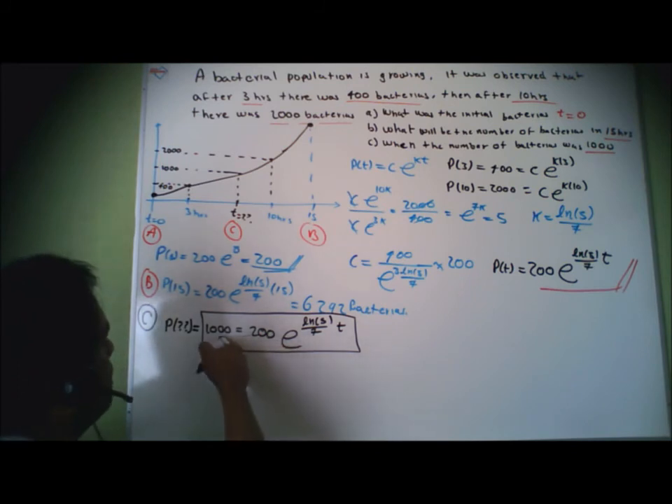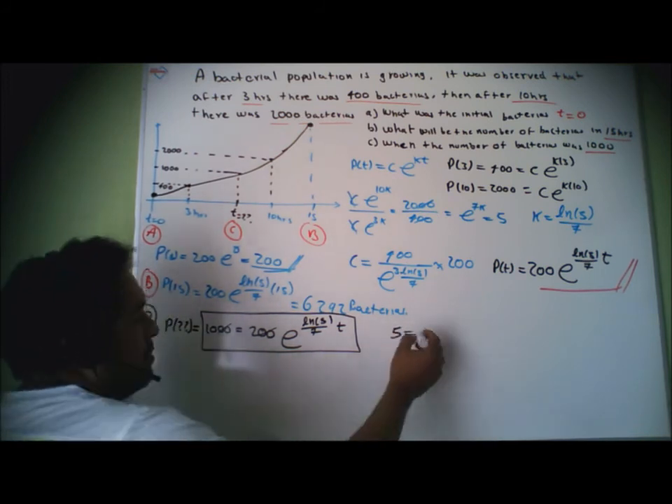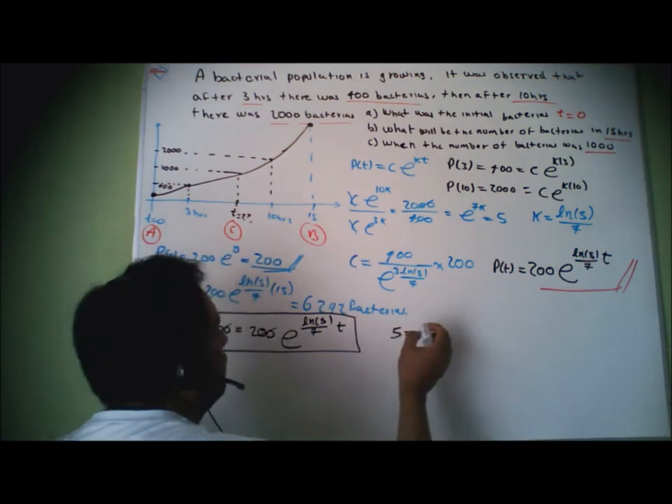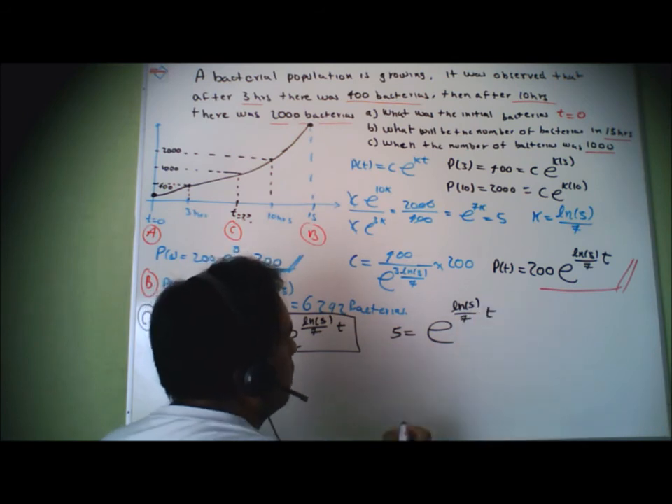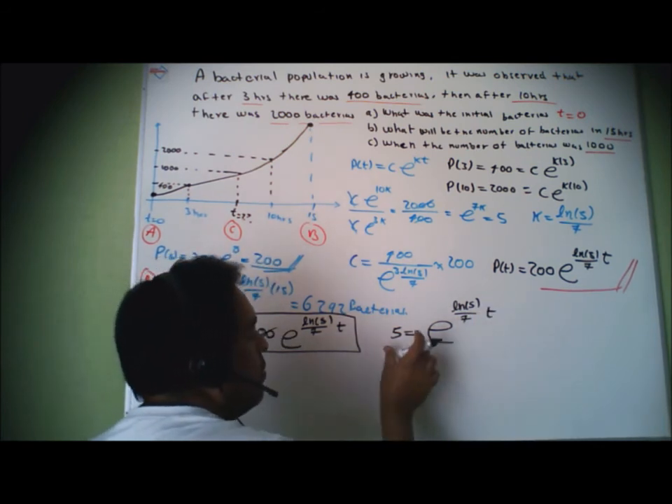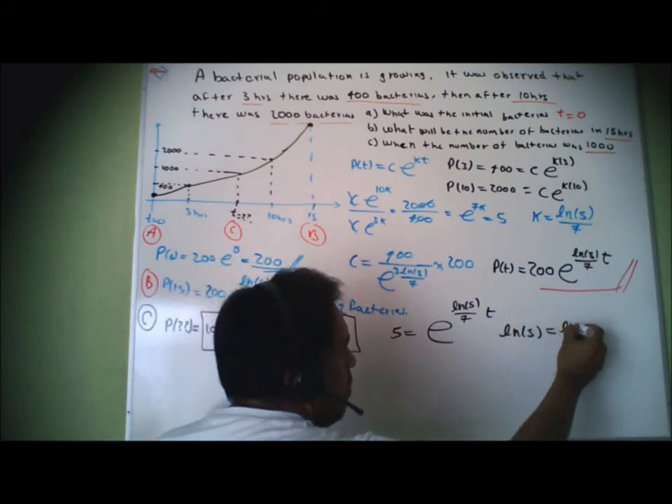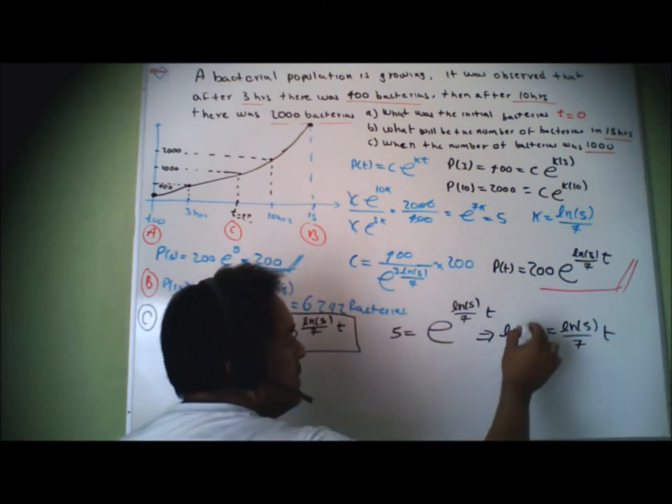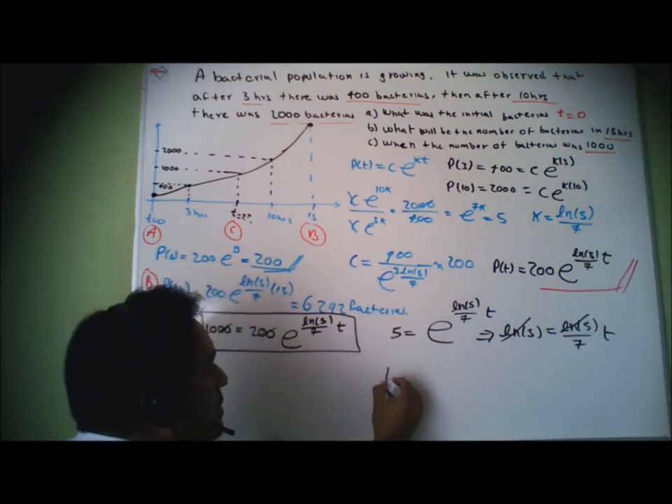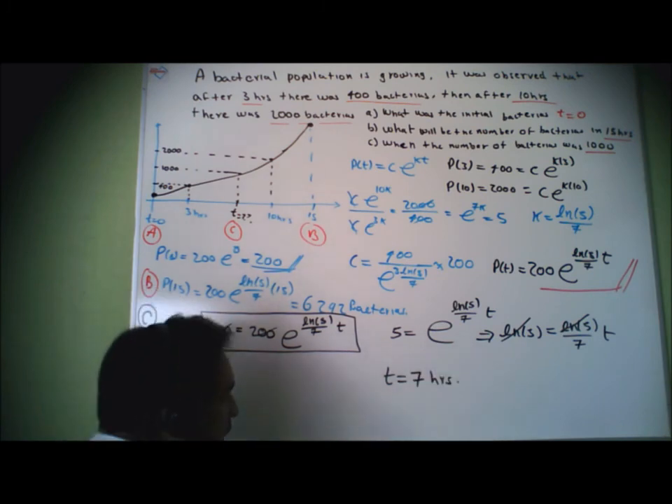I'm going to pass this to the other side. Two zeros go away. 10 divided by 2, 5. Once again, 5 equals the exponential of the natural log of 5 divided by 7 times t. To eliminate this exponential, we have to apply the natural log on both sides. So the natural log of 5 is equal to the natural log of 5 divided by 7, times the time. I can see that the natural log cancels, so the time is equal to the 7 passed as a multiplication, 7 hours. So that's the answer.